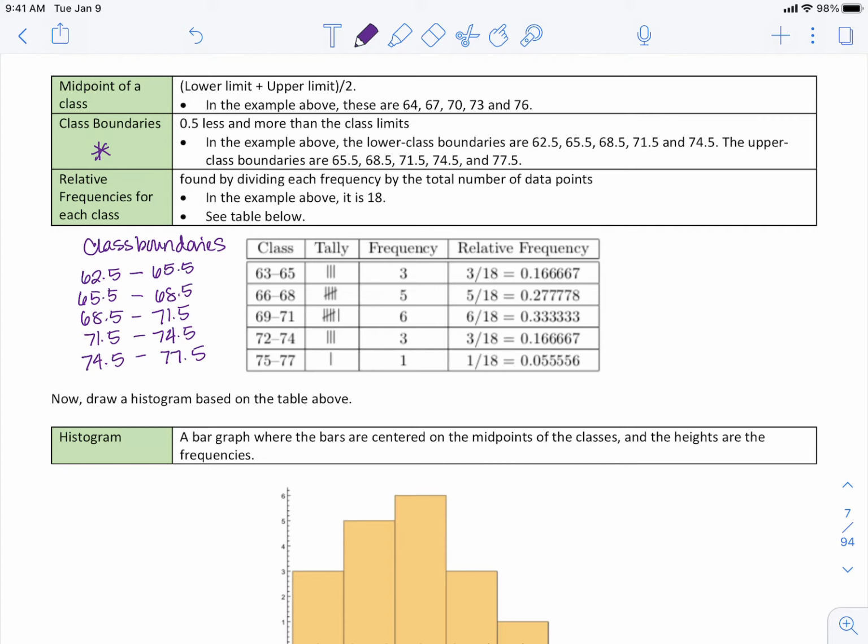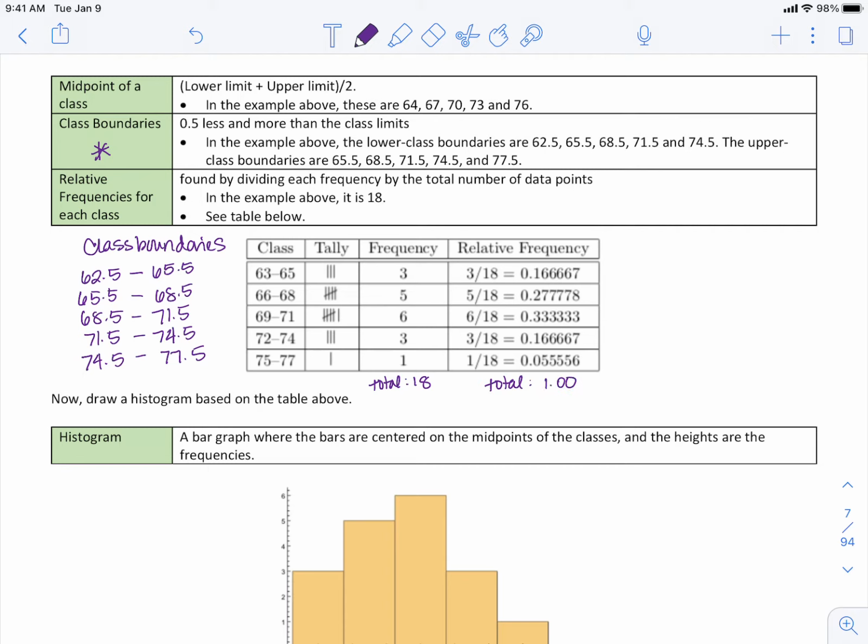Okay. Then the relative frequency, this is found by dividing each frequency by the total number of data points. So frequency, if I count this, our total is 18. So for relative frequency, we divide these. And if you notice, our relative frequency will always add up to 1.